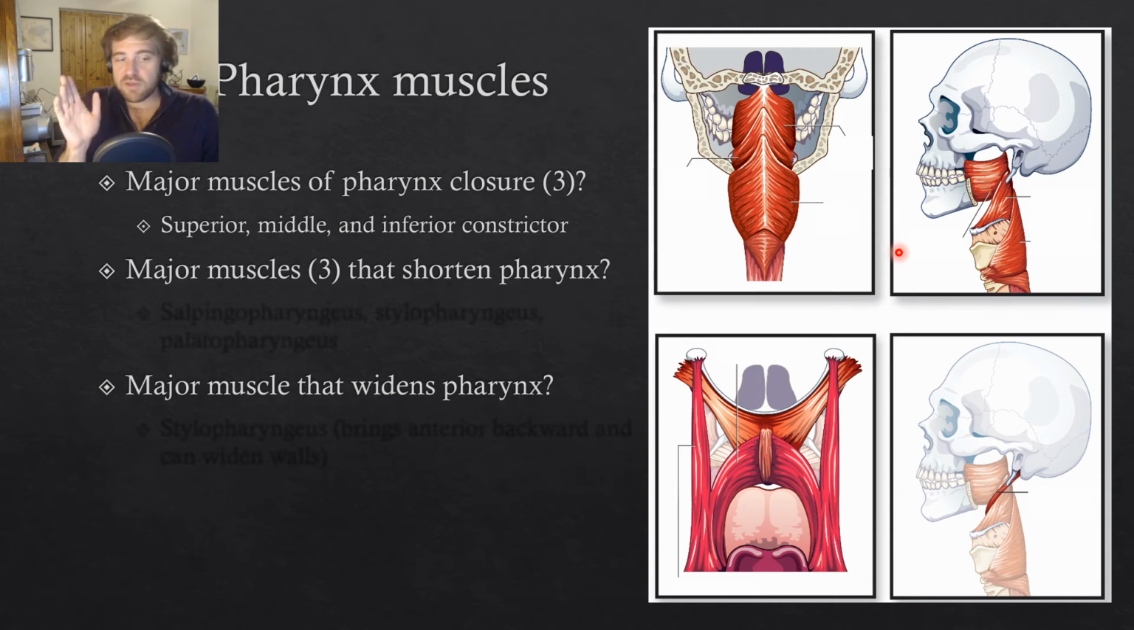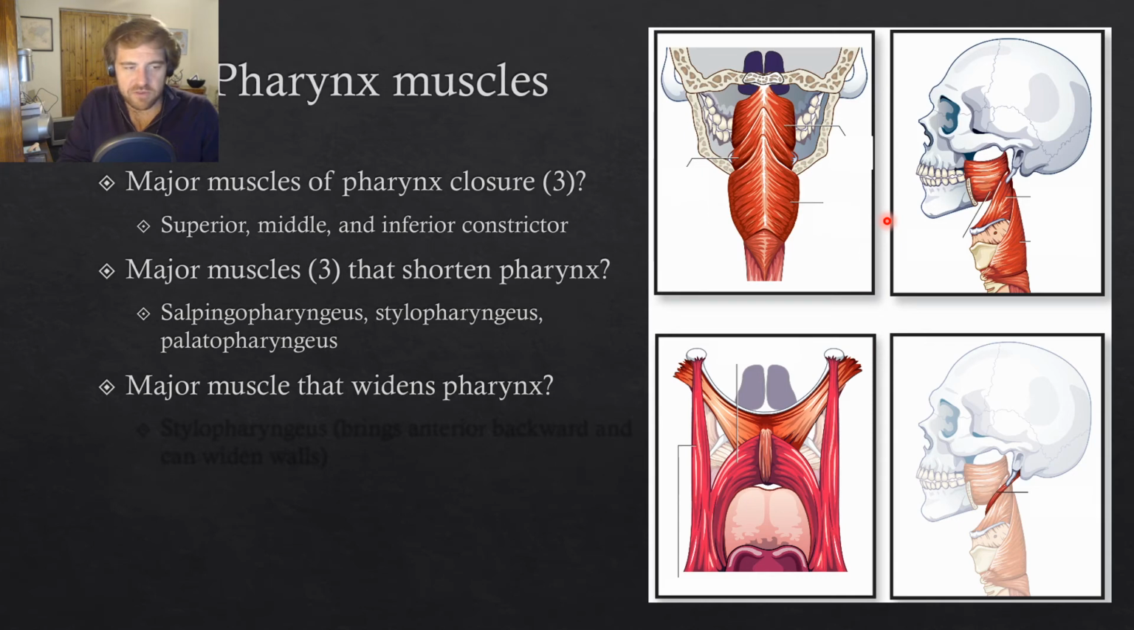We also have 3 muscles that shorten the pharynx. They're going to pull up. One of their major functions is pulling up. They are not pictured on this slide. Sorry about that. Well, one of them is. They are the salpingopharyngeus, the stylopharyngeus, and the palatopharyngeus. Remember, in general, all of these are pulling up. They're shortening the pharynx. Now, what can widen the pharynx?